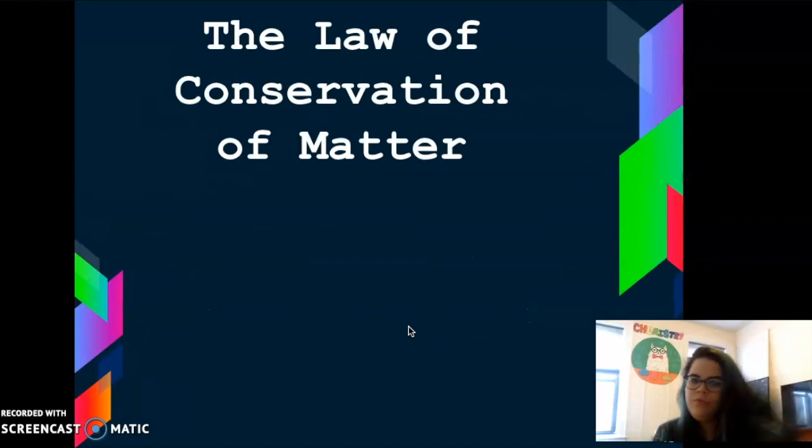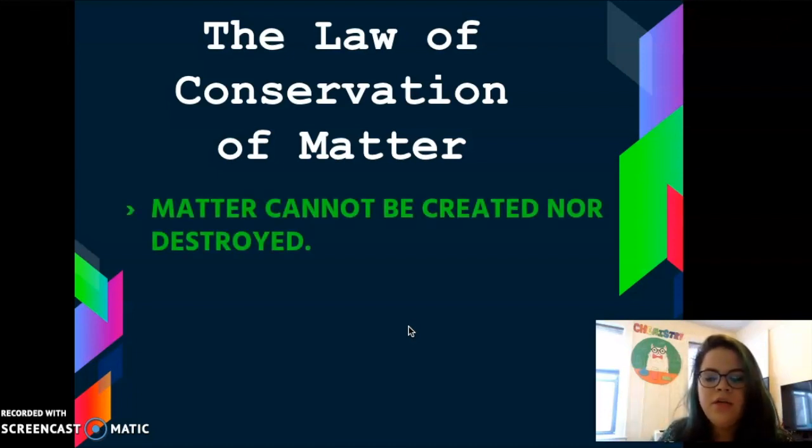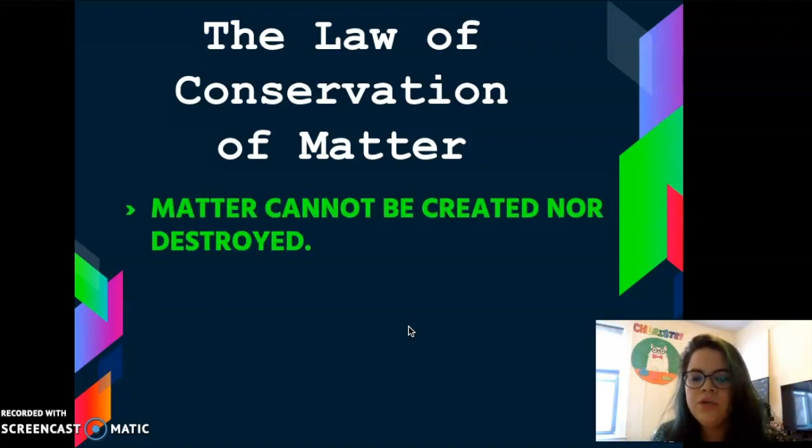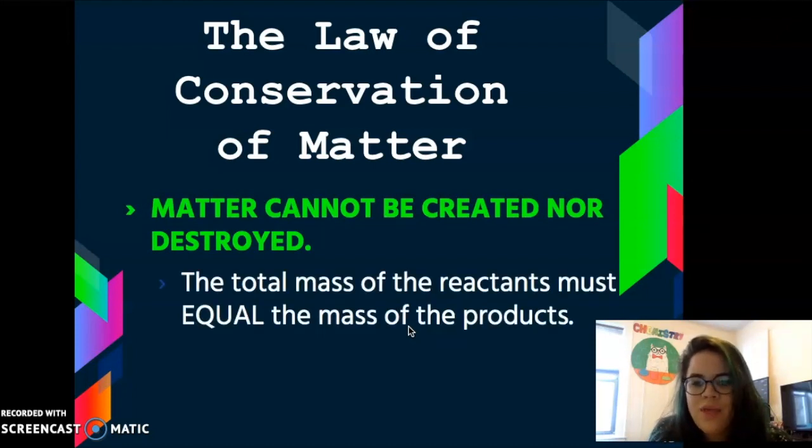So a little bit of review, the law of conservation of matter. You hopefully answered this in your warm-up correctly, but as a reminder, it is that matter cannot be created nor destroyed. We were looking at this before we went to remote learning, and we're looking at the mass. The total mass of the reactants must equal the total mass of the products. This is what you saw in your warm-up.